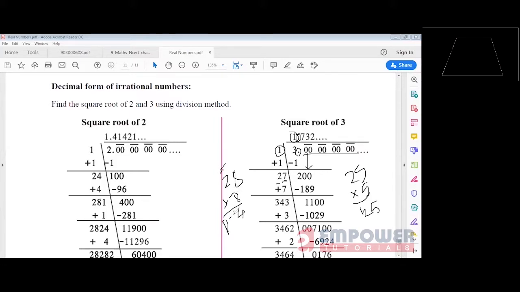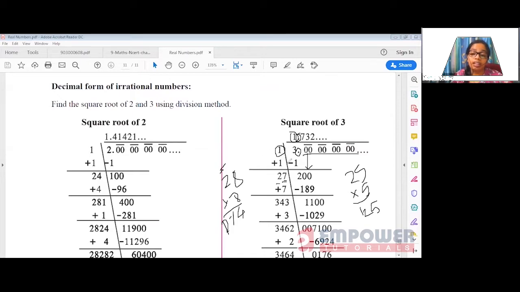Yes, anyone? 224. So again it will be more than your 200, so I cannot take 8 as the number, so I will go for 7 over here. So 7 7s are 49, and 7 2s are 14 plus 4 is 18, so 189, which is less than 200 and which is nearer to 200.